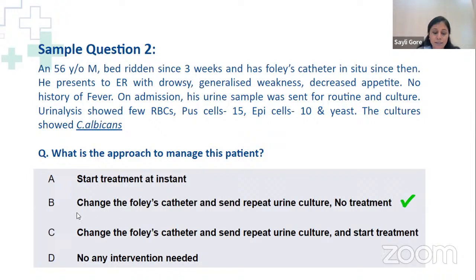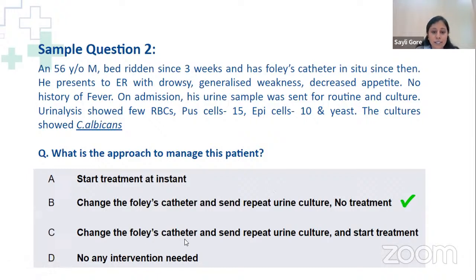The answer is 2, because you can't start the treatment instantly. Why? Because Candida albicans can be a colonizer of the Foley's catheter in situ. So you don't need to start treatment right away, but you can change the Foley's catheter and send a repeat urine culture to identify if there is a catheter-associated infection, because the patient presented drowsy to the ER, so he may have an infection.